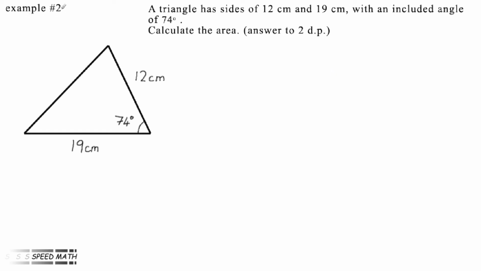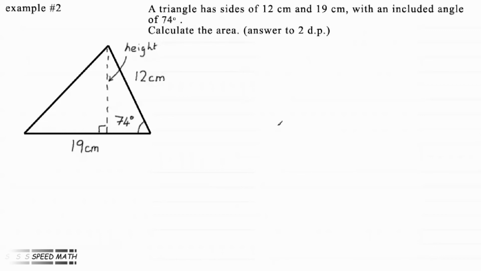Example number 2. A triangle has sides of 12 centimeters and 19 centimeters with an included angle of 74 degrees. Calculate the area, answer to 2 decimal places. Here's our included angle, 74 degrees. One side 12 centimeters and the other one 19 centimeters. The first thing we do is drop a perpendicular from the apex of the triangle, which makes a right angle with the base. This is the height of the triangle.